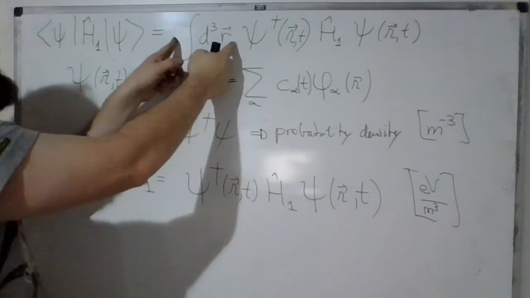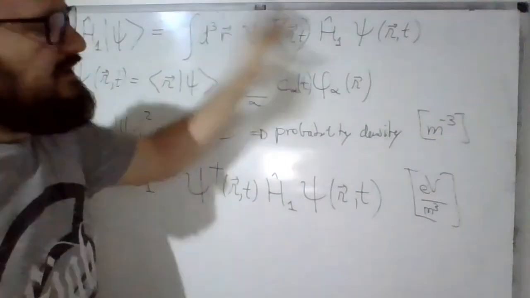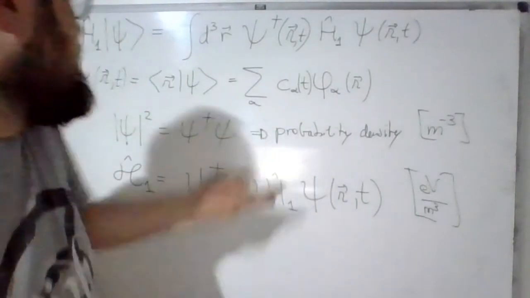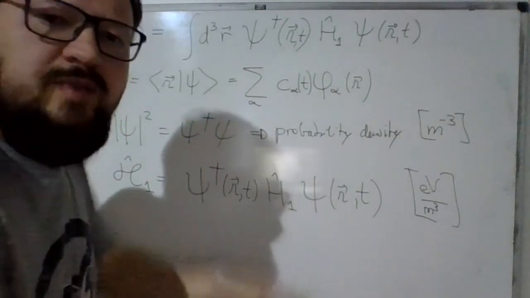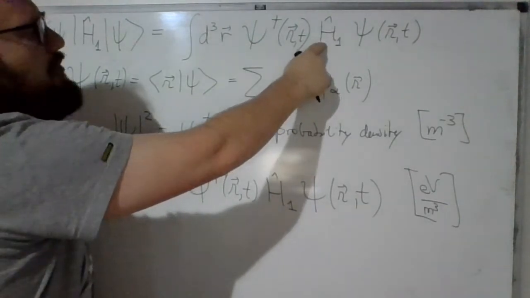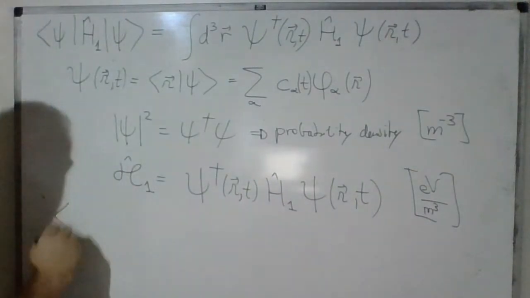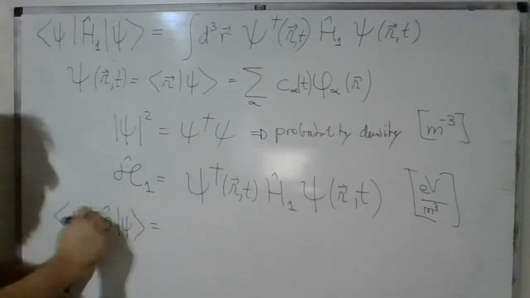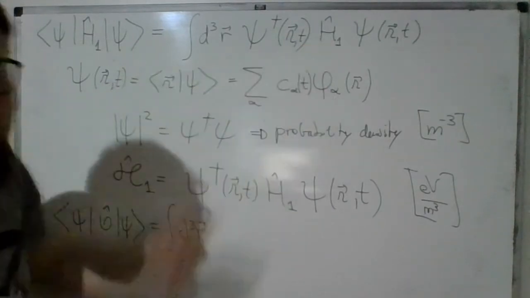And when you integrate over a volume in 3 dimensions, the volume is cubic meters, it cancels out this cubic meter here, and you'll find just electron volts, because the average of an energy operator will be energy. So whatever the operator is, you plug in any operator here, and you'll find the same expression. It could be a vector operator. You will have the same expression, replacing the Hamiltonian by a given operator.